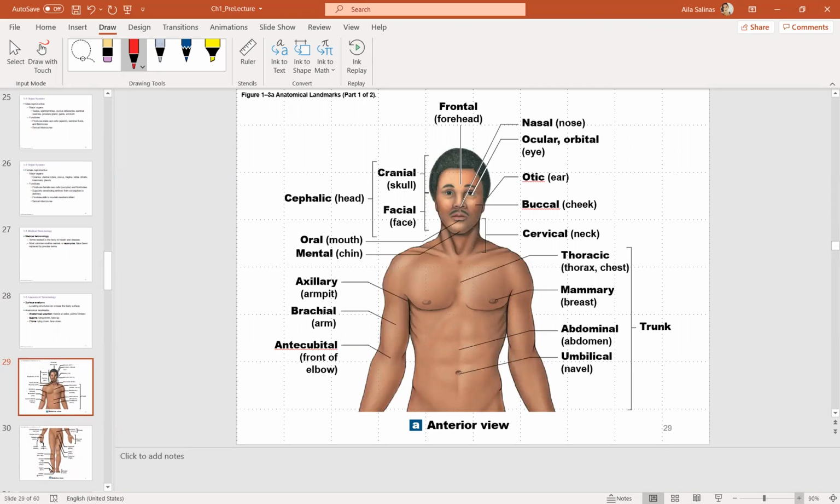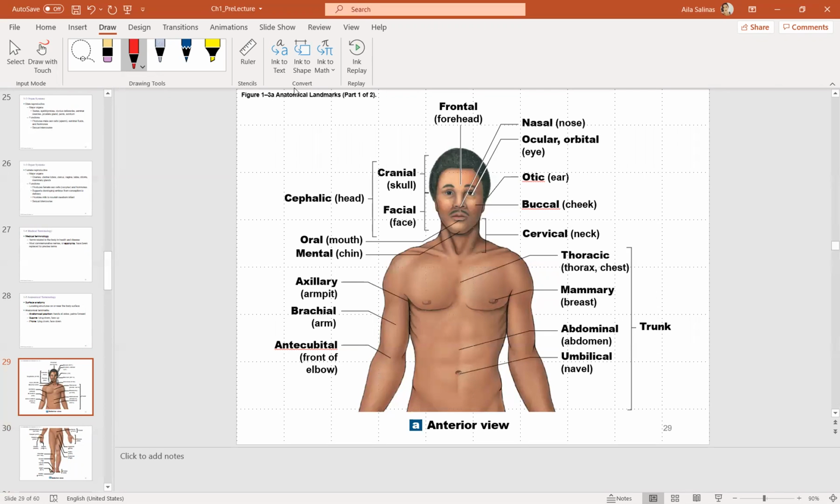Here we have the anterior view because we are seeing the front of the body in the correct anatomical position. So the frontal plane refers to the forehead, as we see here. Here in the frontal plane, we have the cranial region. Cranial refers to the cranium or the skull, and the facial refers to the face. All of these compose the cephalic or head. Cephalic because we have the encephalon, the brain, inside.